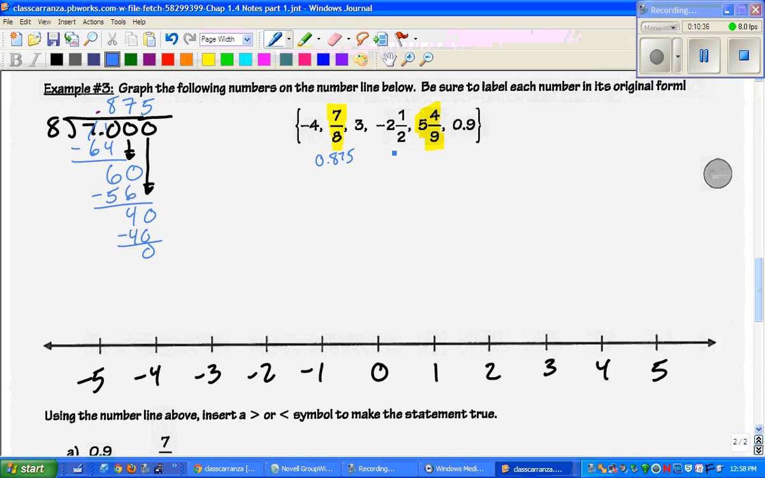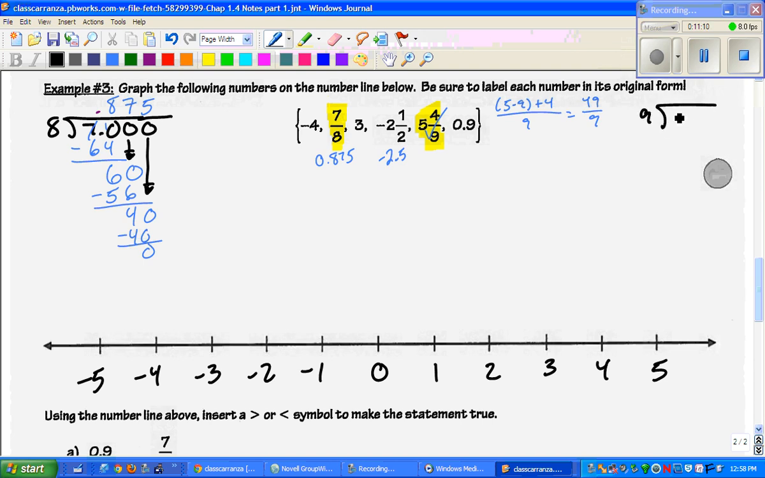Oh, negative 2 1/2. We can do that real quick. That's negative 2.5. And 5 4/9. How are we going to do that? First, let's turn this into an improper fraction using the checkmark method. 5 times 9 plus 4 all over 9, and we're going to get 49 divided by 9.